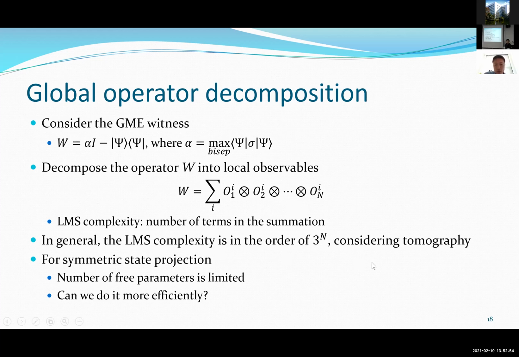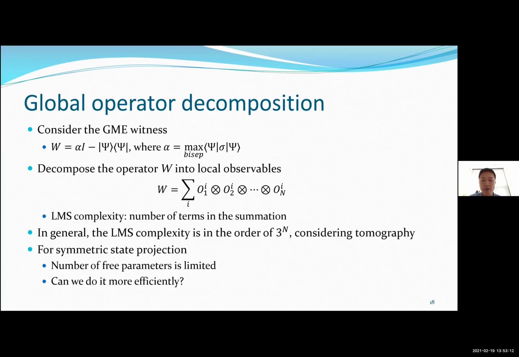In general, with tomography, the number of terms is 3 to the n. That's an exponential amount. But suppose this state is symmetric, so a permutation invariant state. I will use these two words with the same meaning, I will just assume they are the same, though they are slightly different as I defined in the previous slide. If we talk about a symmetric state, the number of free parameters in this state is much smaller than for a general state, right? So can we do this more efficiently? Can we do better than 3 to the n?